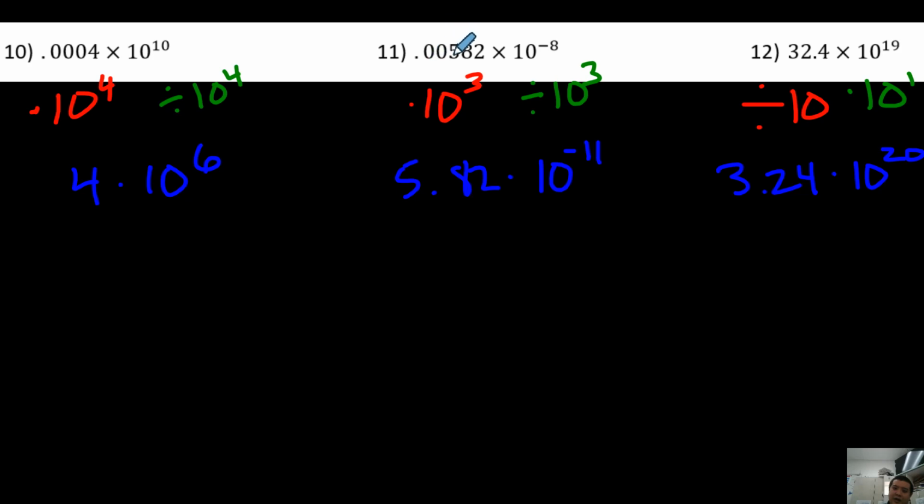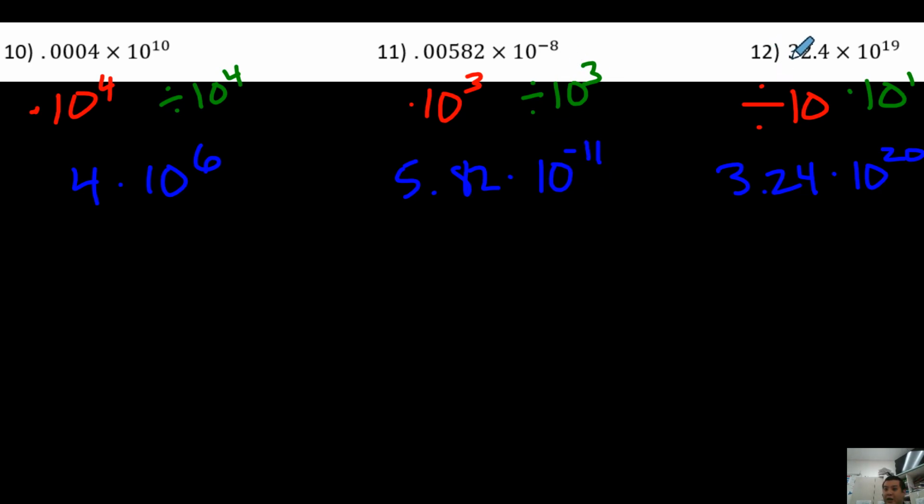Over here we have a coefficient, again, too small, so we're going to multiply this by 10 to the 3rd to move the decimal place over 1, 2, 3 times to get us 5.82. Since we're multiplying by 10 to the 3rd, we have to divide by 10 to the 3rd on the other factor. Well, the 10 to the negative 8, we're going to divide by 10 to the 3rd, which means we're going to subtract. Negative 8 minus 3 is 10 to the negative 11th.